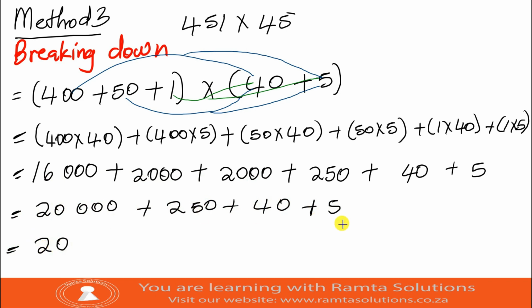20,000. Do we have hundreds? Yes. 200. Tens? Yes. We have a 50 and a 40, so it'll be 90. And the unit here, 5. So our answer is 20,295. Okay, it is 20,295. This is the answer that we have been getting all along. So it is still 20,295.